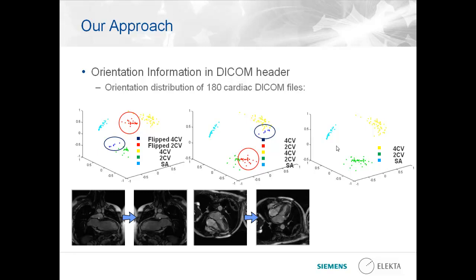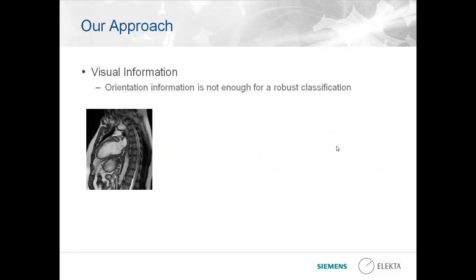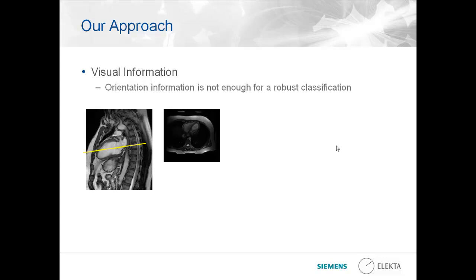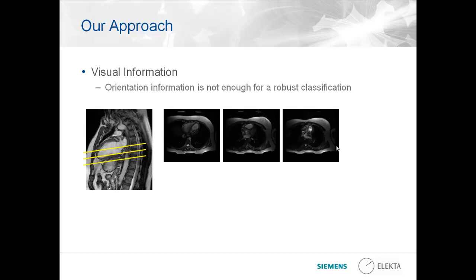of the cardiac view. For now, you might think that the classification problem is already fully solved because there are very well separable clusters already for each class. But orientation information is not enough for a robust classification. Here's the reason. For a scanning sequence, usually with the same orientation, you not only take the slice inside the heart, you also take the slice on different locations to make the heart fully covered.